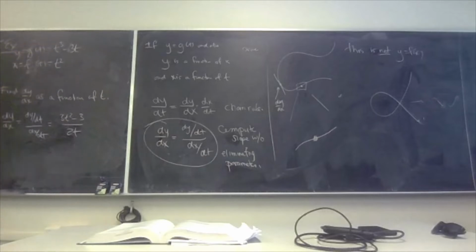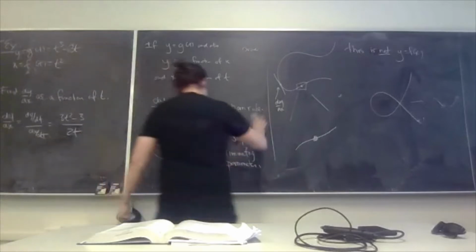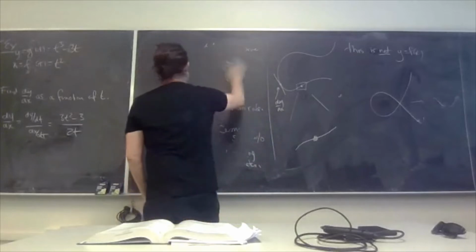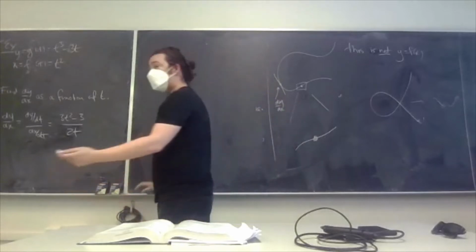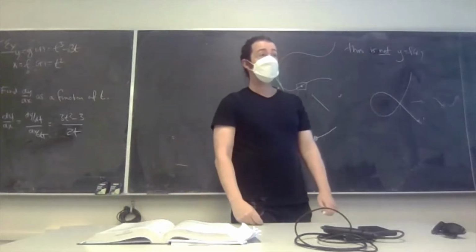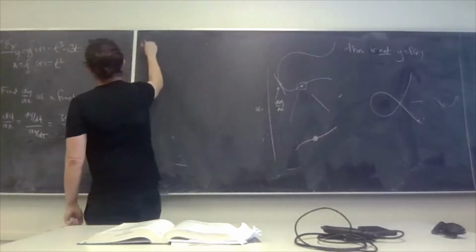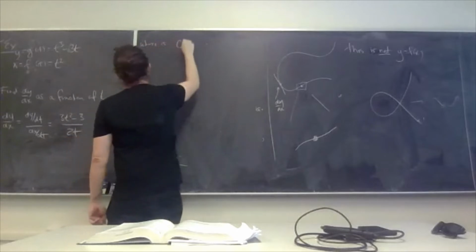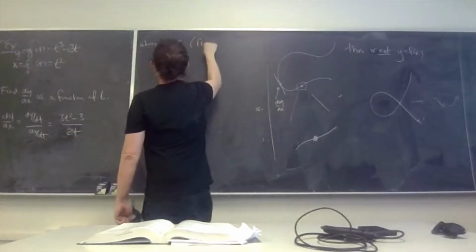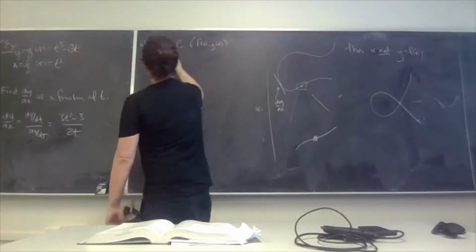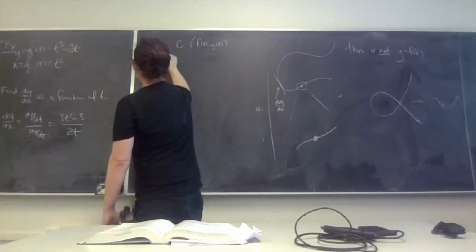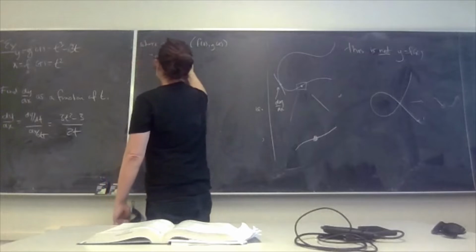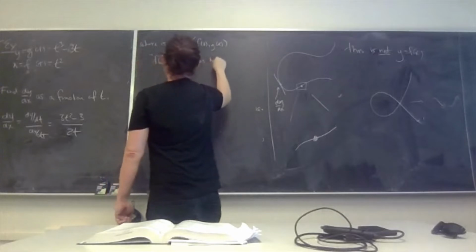Okay? Now the advantage to working this way is now I can work entirely in terms of the parametric equation. So we can answer all these first derivative questions with this idea. Where does this thing have horizontal tangent lines? Where is C, which is given by f of t, g of t, flat? Say, has horizontal tangent lines.